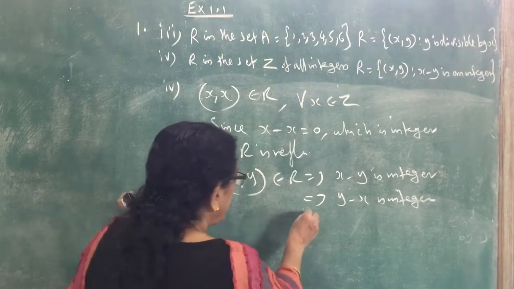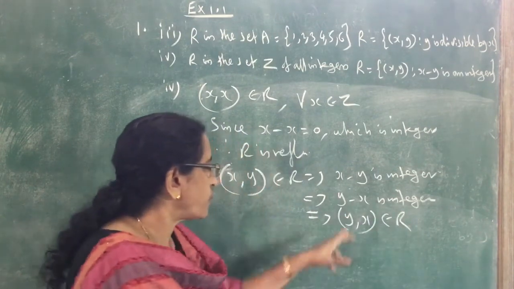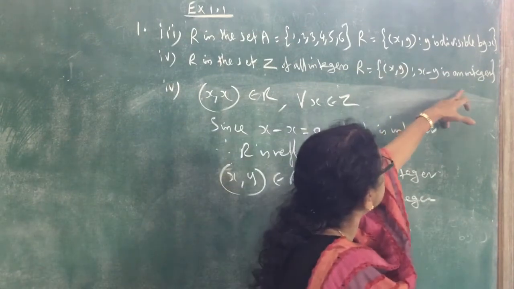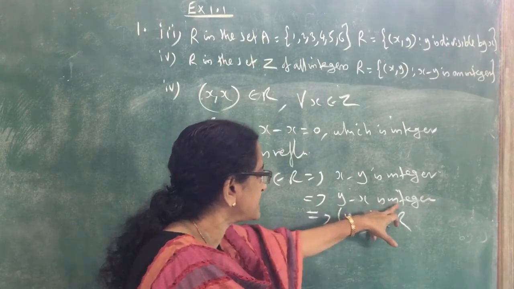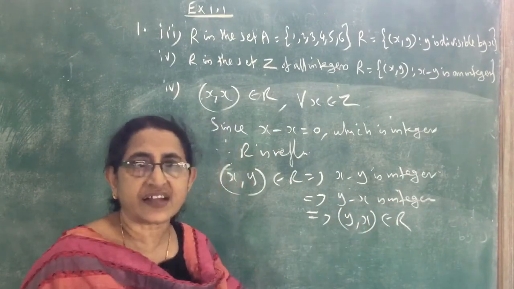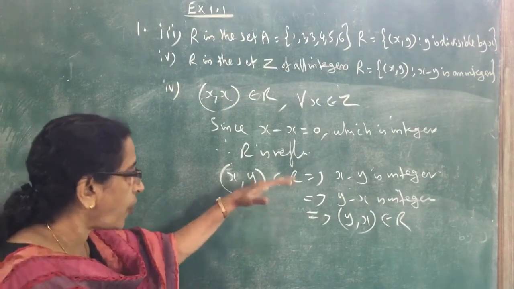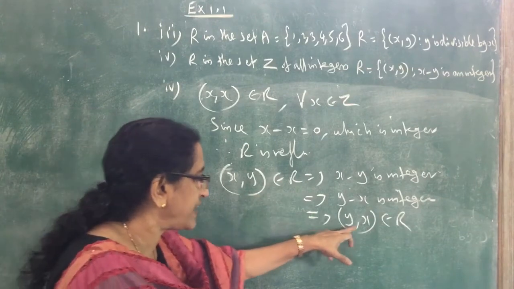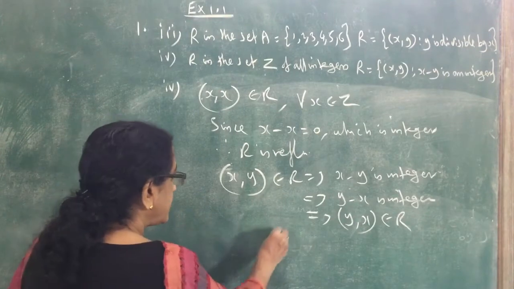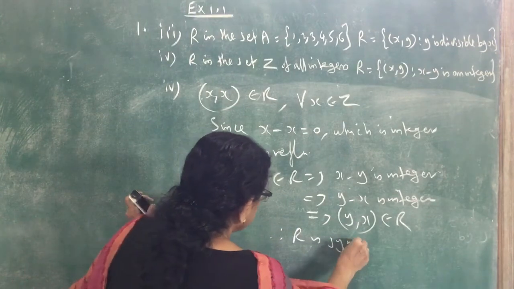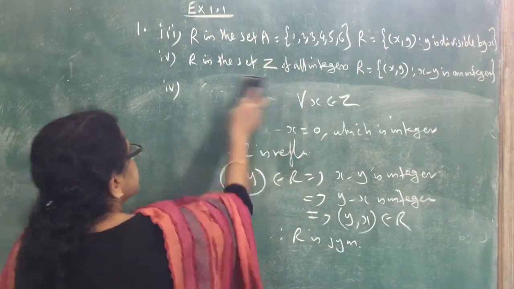So what can we write? That implies (y, x) is an element of R. Because y minus x is an integer means the ordered pair (y, x) belongs to R. So we prove the condition. We got (x, y) belongs to R implies (y, x) belongs to R. That is the definition of the symmetric property. Therefore R is symmetric. So we proved R is reflexive, R is symmetric. Now we can prove the transitive property.